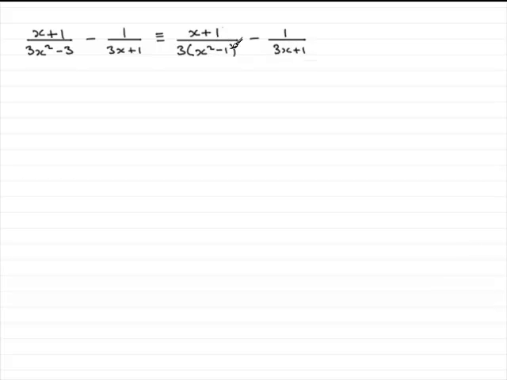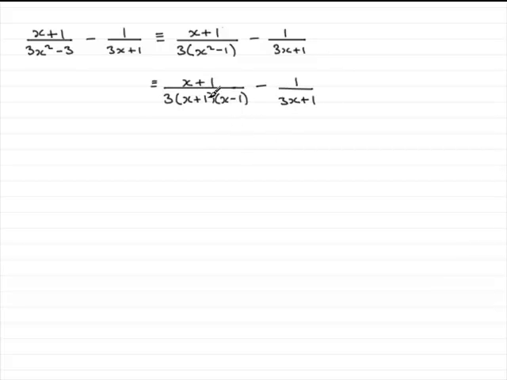Now, x squared minus 1 factorizes again. This is often called the difference of two squares. This is the square of x, and the 1 is the square of 1. So we can write this out then as x plus 1 all divided by, we've got the 3 here, and then x squared minus 1 factorizes to x plus 1 multiplied by x minus 1. The difference of two squares then. Then we have the second term, minus 1 all over 3x plus 1.